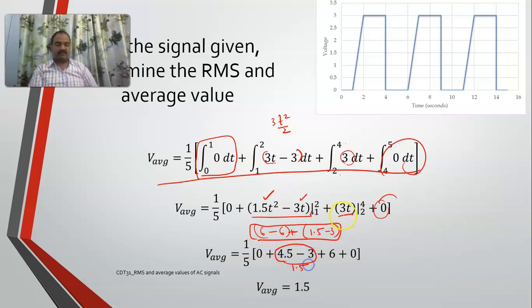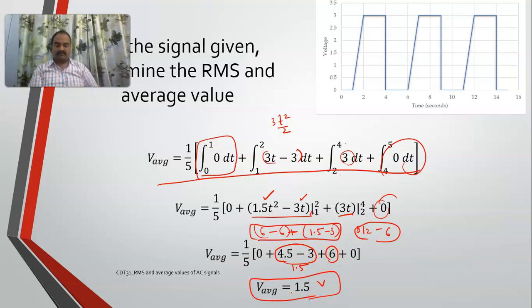It is 1.5. And here it is 3t. 3 4s are 12 minus 3 2s are 6. So I'll be getting a value of 6 here. This is what I have written here. The rest of all are 0. So if I solve this one, I'll be getting 7.5 by 5, and the value is 1.5 volts.